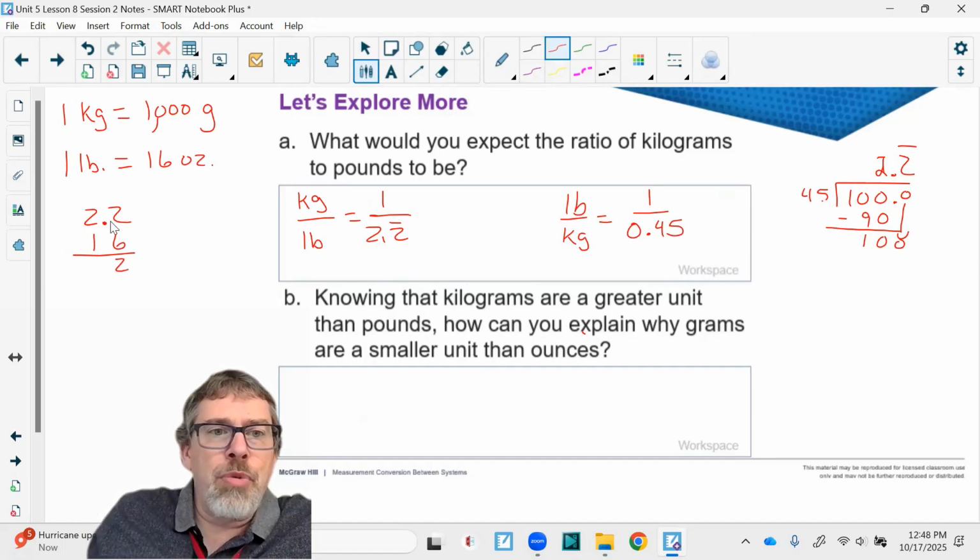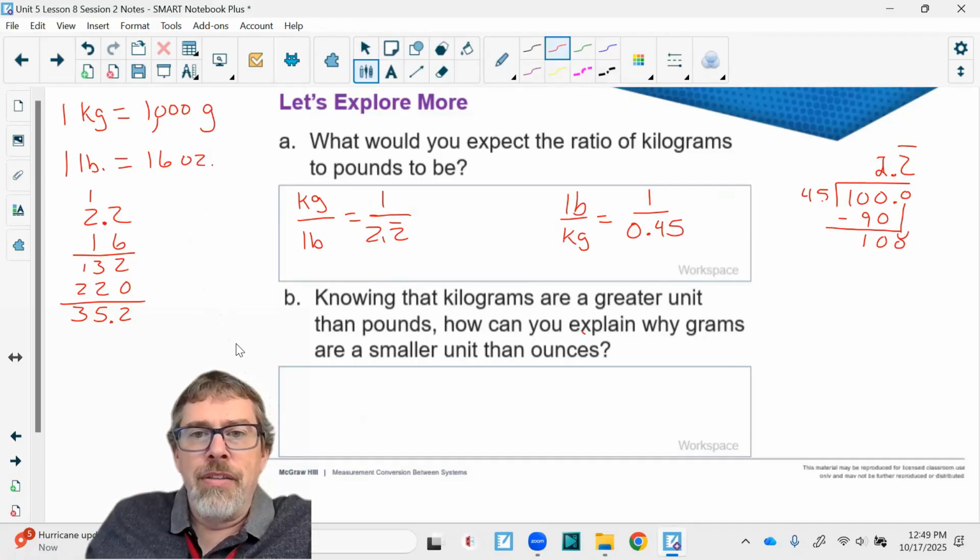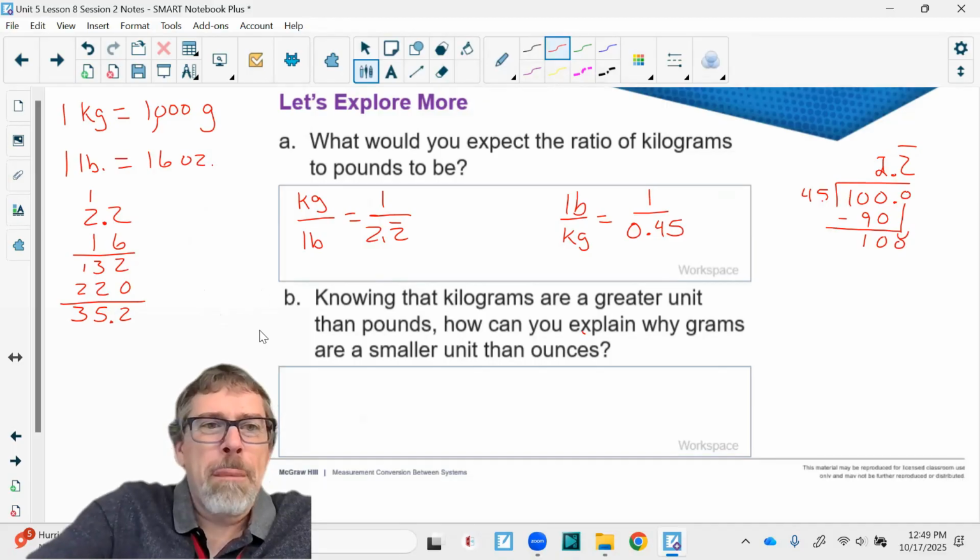So 6 times 2 is 12, carry the 1. 6 times 2 is 12, plus 1 is 13. 1 times 2 is 2, 1 times 2 is 2, and we get 35.2 ounces per kilogram. But there's 1,000 grams per kilogram. So if it takes 1,000 grams to make a kilogram and it only takes 35.2 ounces to make a kilogram, then obviously grams are smaller. Hopefully that makes sense to you.